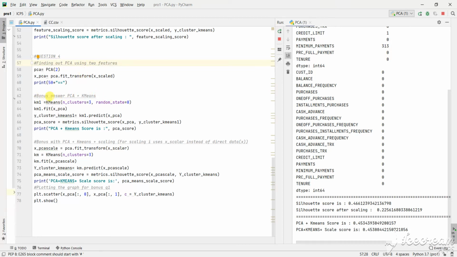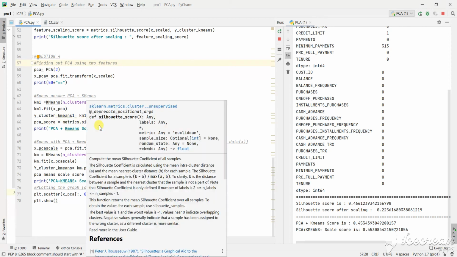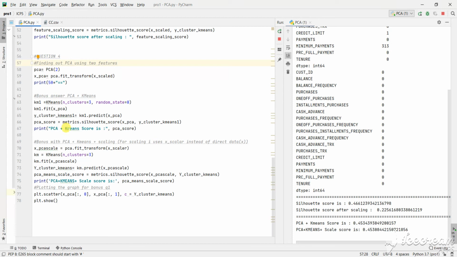Regarding the bonus question, in the first part I need to do k-means and then find the PCA score. The PCA score is nothing but the Silhouette score after scaling. For that also I have taken the clusters as 3, and I found the PCA score after doing k-means. In the second part I have added scaling. In the first part I have taken x as the data set, but here I have taken x scalar because x scalar is the scaled data. With this also I have found the score.